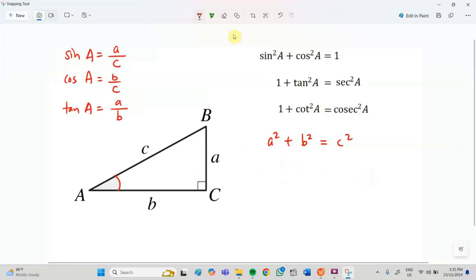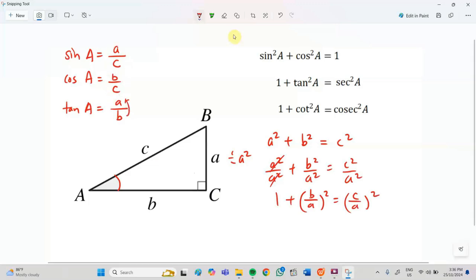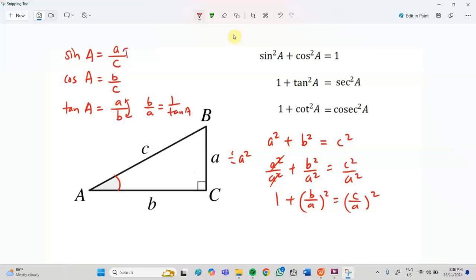And so I think you know what we need to do in order to get the third identity, which is by dividing with a squared. So a squared over a squared plus b squared over a squared equals c squared over a squared. A over a is 1, b over a, b over a, c over a, c over a. You'll notice that we don't have b over a or c over a here, but we do have a over b. So if we switch these two, you get b over a. This is actually equal to 1 over tangent. And likewise for a and c, if we switch this, c over a, this becomes 1 over sine a.